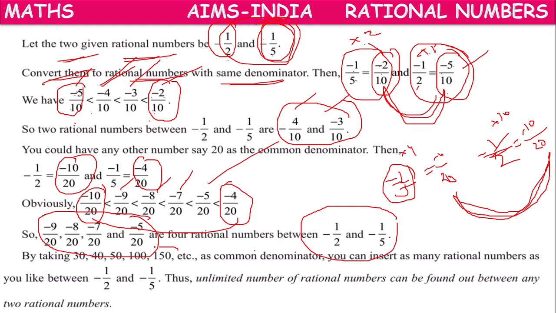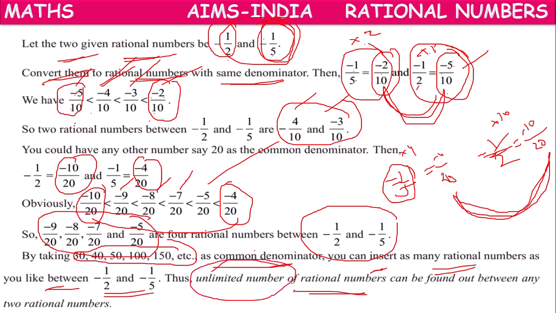So if you take the denominator as 30, 40, 50, 100, 150, by changing the common denominator, you can insert as many rational numbers as you like between minus 1 by 2 and minus 1 by 5. That's why we conclude that between any two rational numbers, we can insert an unlimited number of rational numbers. Okay.